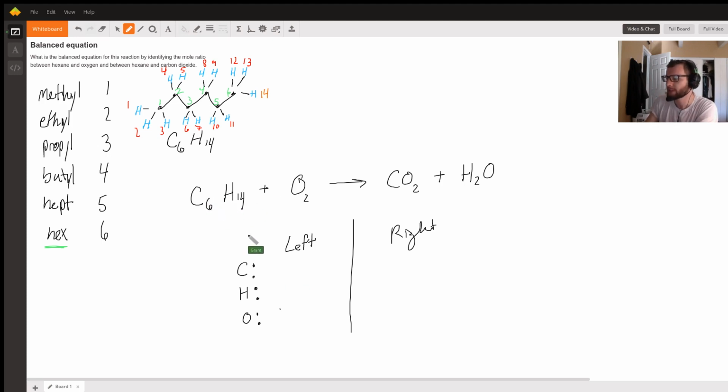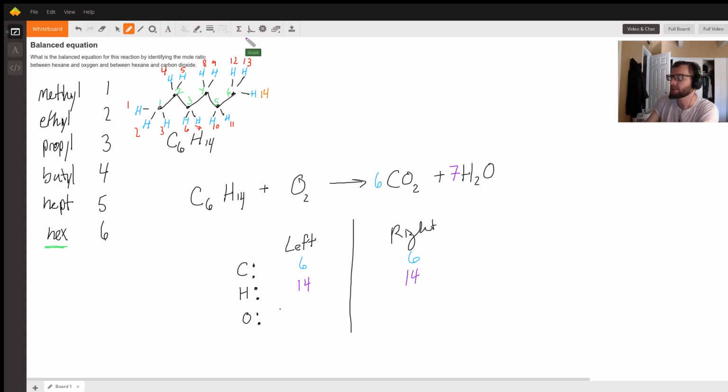So for carbon, on the left side we have 6. We'll use a different color. So on the left we have 6 carbons, which means we're going to need 6 on the right. So we're going to put a 6 here, and that way we'll get a balanced equation for carbon. I'll use purple. On the left side, we have 14 hydrogens, so we're going to need 14 hydrogens on the right. In order to do that, I'll put a 7 here. That'll give us 14 hydrogens on the right.